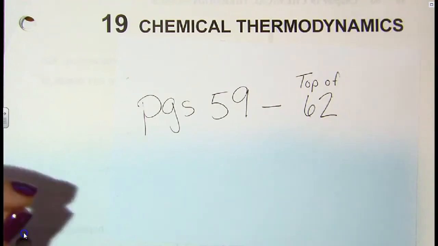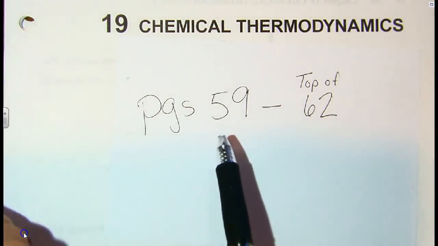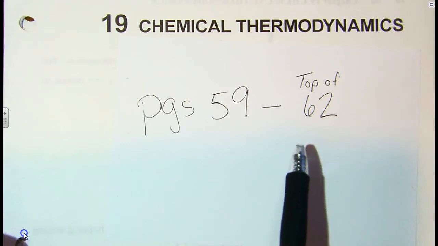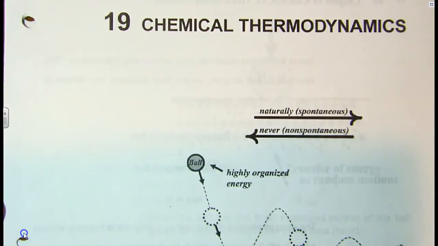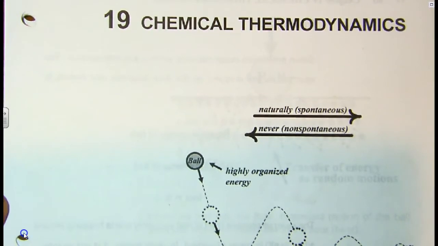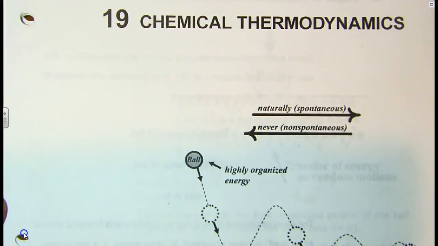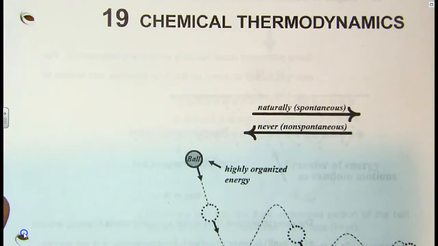Unit 19, Chemical Thermodynamics, and we'll start on page 59 and end at the top of page 62. So, thermodynamics tends to focus on whether or not a reaction will occur spontaneously and then in which direction.